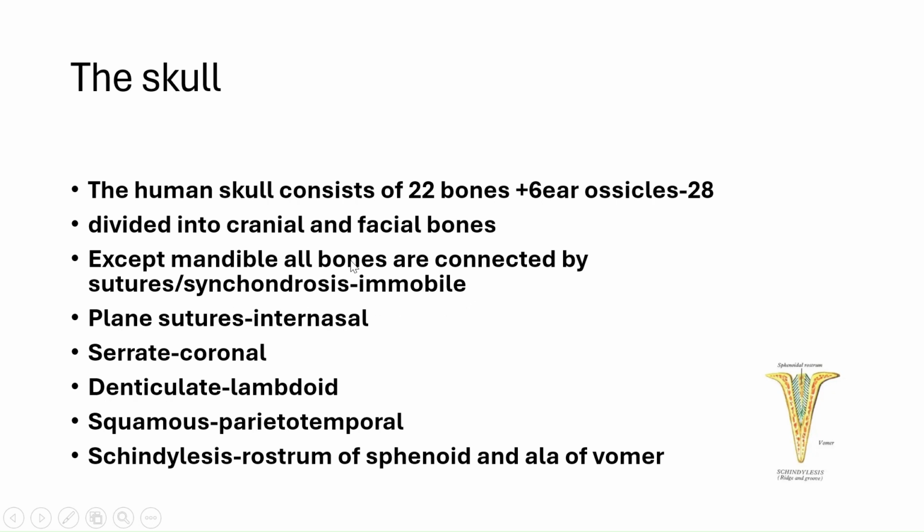The mandible makes a synovial joint with the temporal bone, so the temporomandibular joint is a synovial joint, and it is the only mobile bone here. An example of a plane suture is the internasal suture, coronal is serrate, lambdoid is denticulate, parietotemporal is squamous, and for schindylesis, the rostrum of the sphenoid is articulating with the ala of the vomer, here you see.